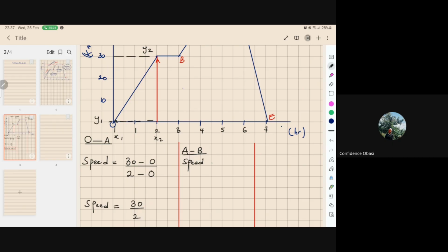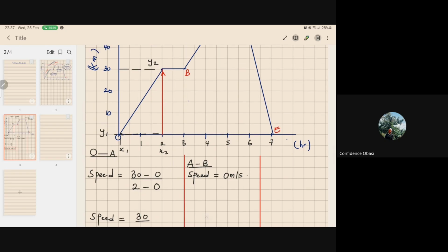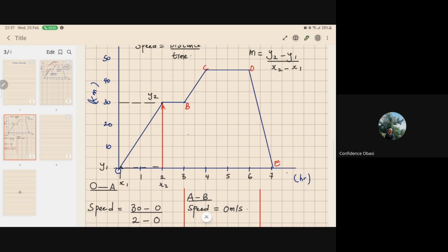And if the speed is 0, maybe someone has raised a hand. So A to B, that's 0 meters per second, means that the object is not moving, right? Is the raising of hand to ask a question or what? Confidence, your hands are up. Meso, your hands are up. You want to ask a question? Okay, go ahead.